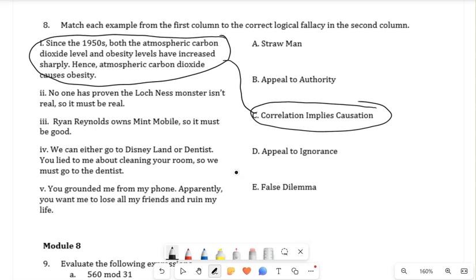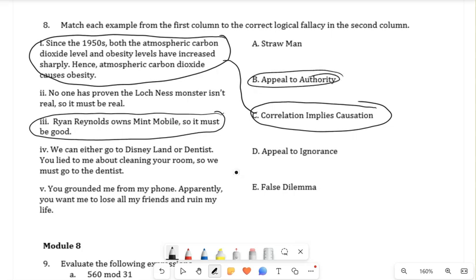Number 3. Ryan Reynolds owns Mint Mobile, so it must be good. So this is an appeal to authority. Ryan Reynolds is an authority, so he must be true.